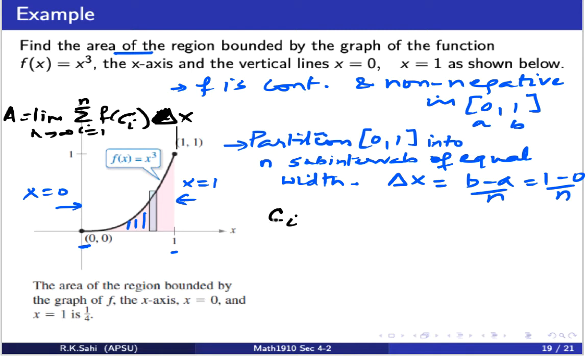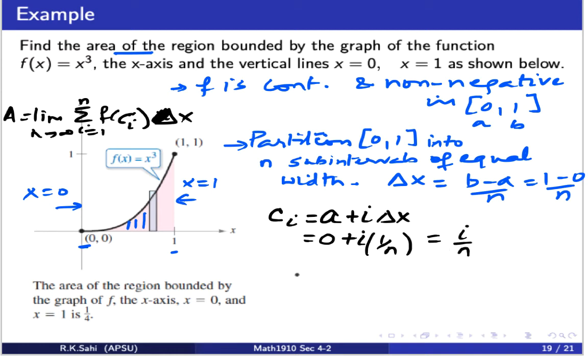Now, how do we find c_i? This is the formula I would like you to remember: we're going to look at c_i as the right endpoint, in other words a plus i delta x. To find c_i, we write a, the lower end of the interval, plus i delta x. What is my a? a is 0. i remains i. i is a variable, guys, not the complex number. Please don't make that mistake. Delta x we got from the top, 1 over n. So c_i is i over n.